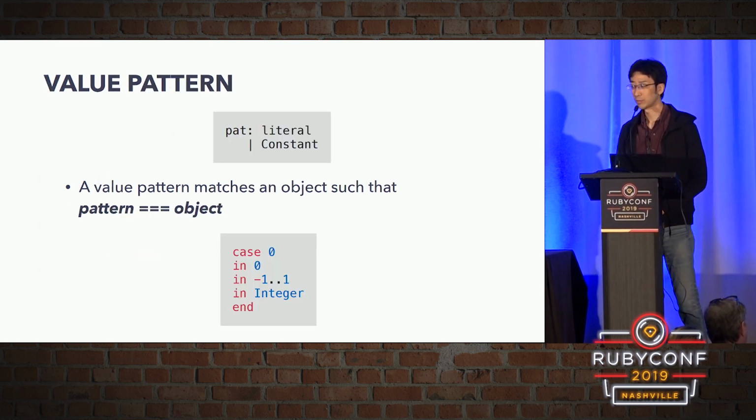First one is the value pattern. A value pattern matches when the pattern and object are compared using the triple equals method. It is very much like case when. So there are 3 different patterns below, and all of them will match.